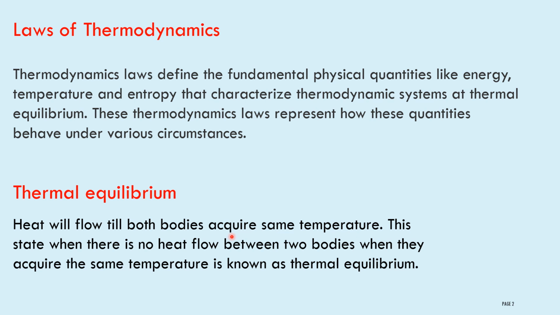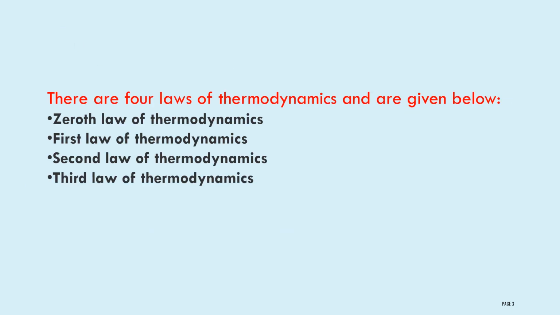There is no flow of heat. Both bodies acquire the same temperature. This state, when there is no heat flow between the two bodies because they have the same temperature, is known as thermal equilibrium. There are four laws of thermodynamics: the zeroth law, the first law, the second law, and the third law of thermodynamics. Let us discuss them in detail.